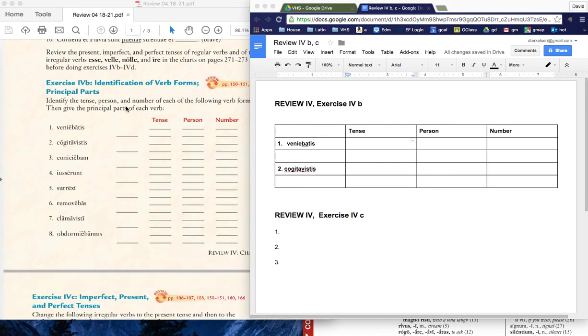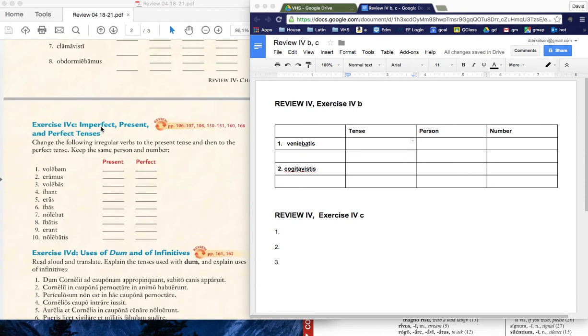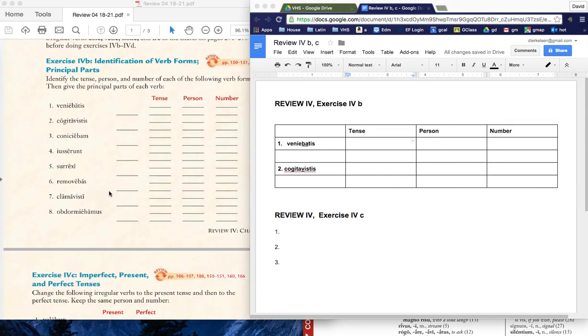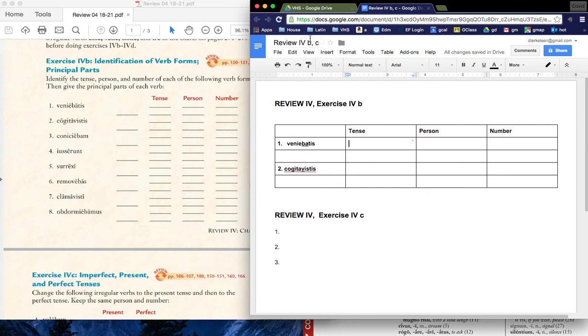And for this week, it looks like what was assigned was exercise 4B here, identification of verb forms and principal parts. And also 4C, which covers imperfect, present, and perfect tenses. So maybe I'll fit this into one video, or maybe this will be two. So on the left, I've got again the textbook, and on the right over here I've got a Google Doc because I chose to put a table in, as I think is easier for correcting on my end certainly, and it might be easier for you to write these things out this way.